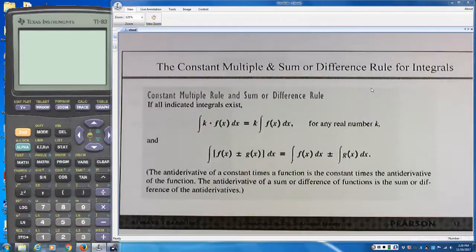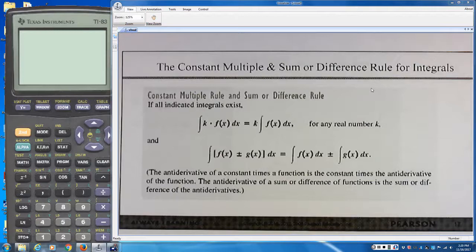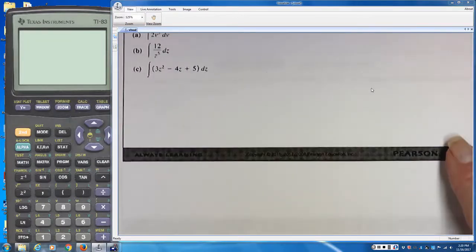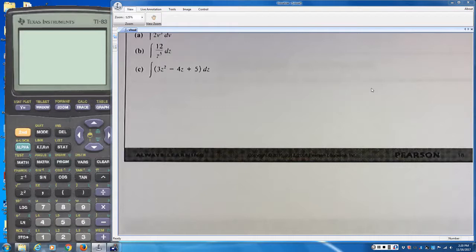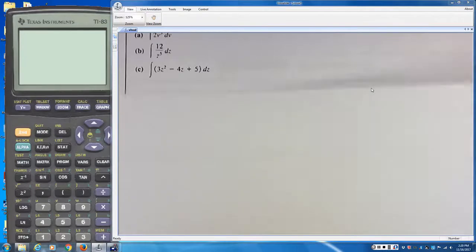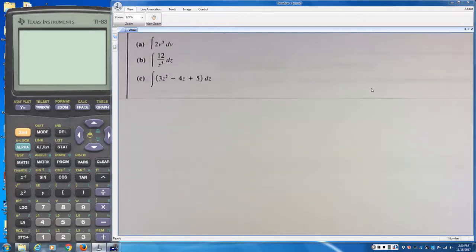So this says to find some integrals, and in order to facilitate your being able to see this better, since this printed out smaller on these, I will copy these down. So the first example is the integral of 2v to the third dv.